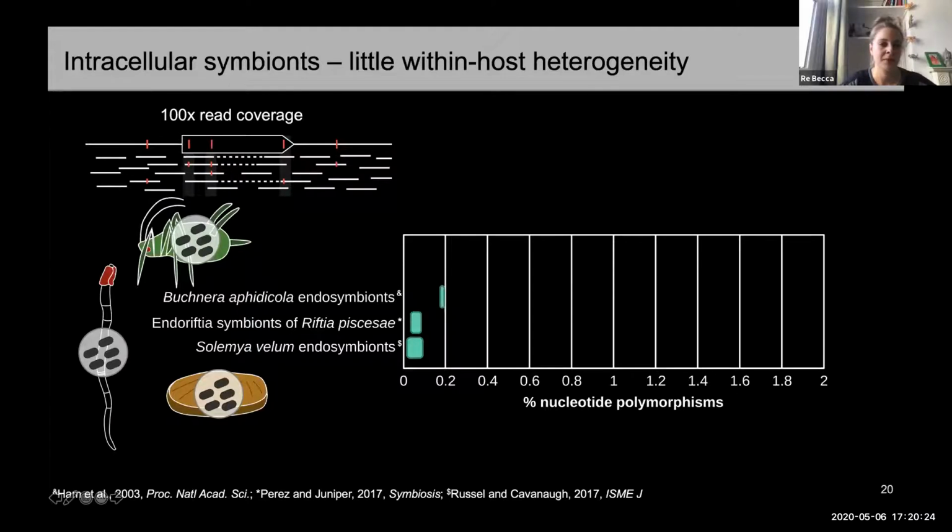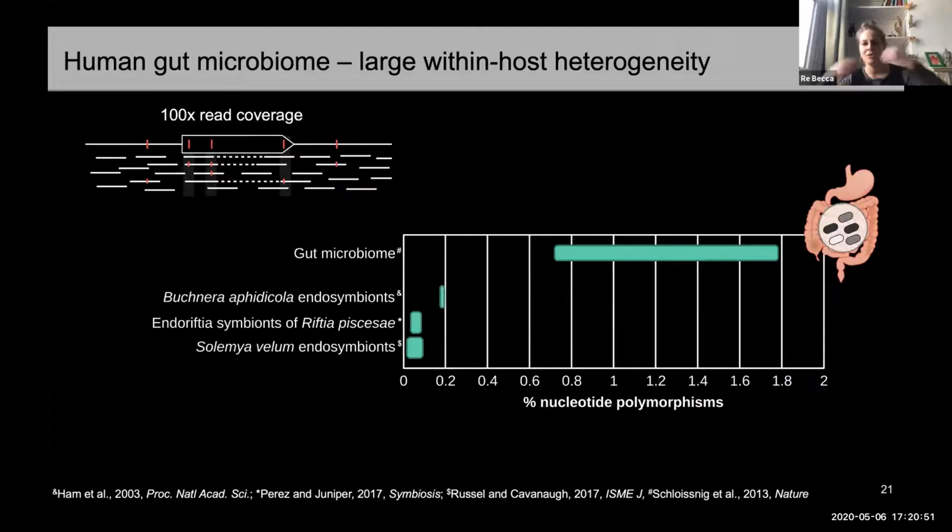So you can see here other symbioses, such as aphid symbionts or riftia tube worms, that you also have colonizing the hydrothermal vents in the deep sea. You have Solemya clams that also have intracellular symbionts. And you can see that usually the nucleotide polymorphisms that you find in the symbiont community within the host are really low. Of course, if you go to the other end of the spectrum, to the human gut microbiome, where you have a lot of different species, not intracellular mostly, but extracellular, you also have quite a range of heterogeneity within each of those species, which is much higher than in these intracellular symbioses that you see here.